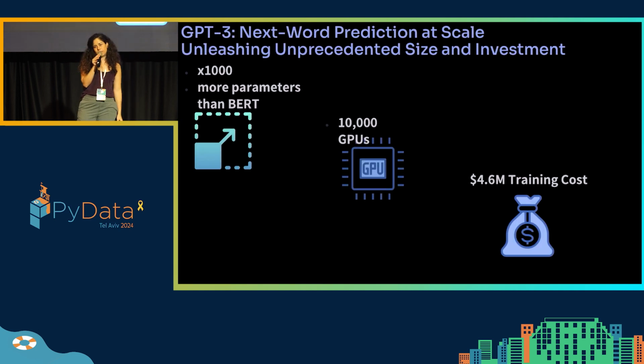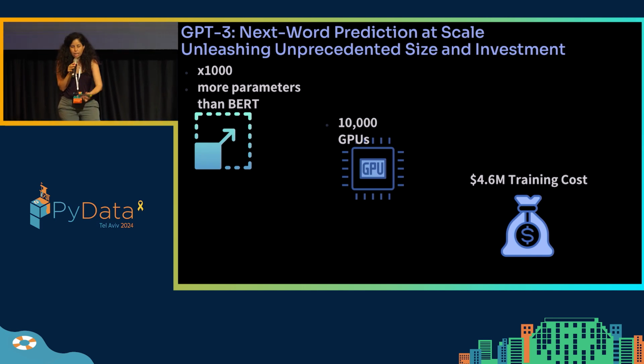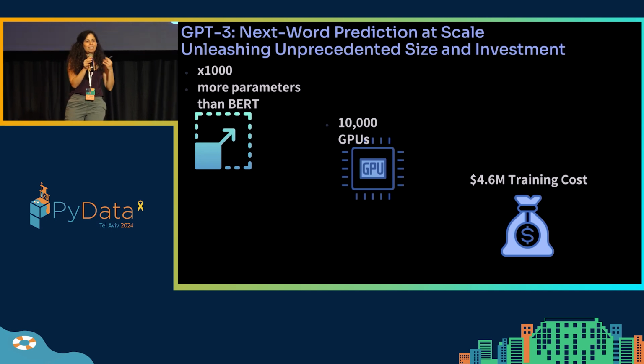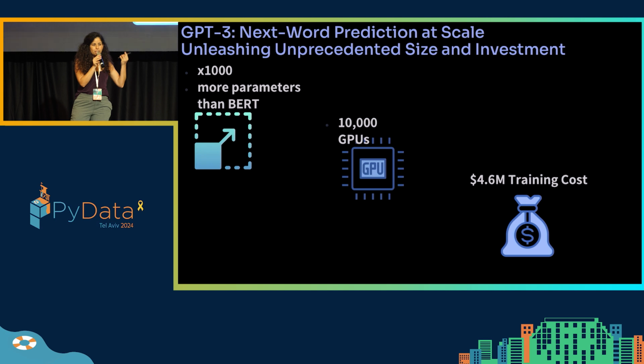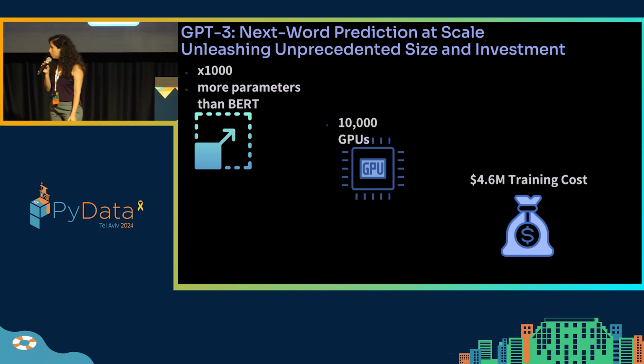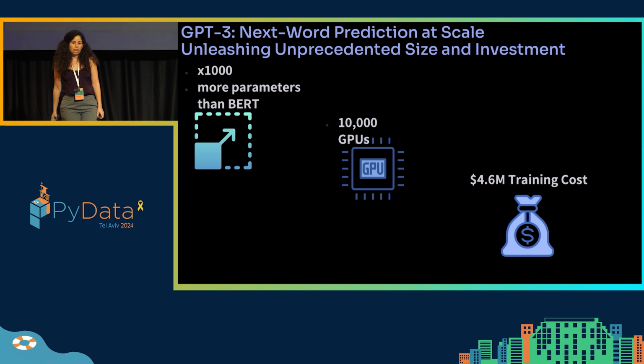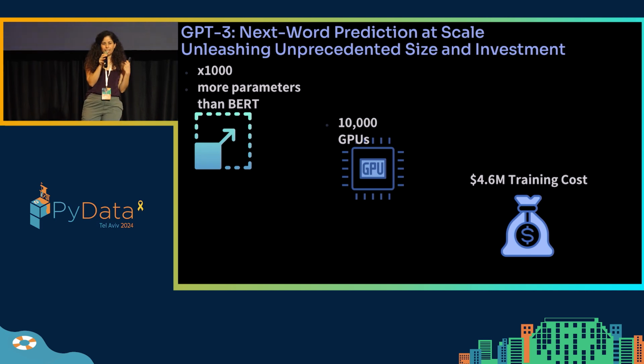And then came GPT-3. Basically, it's a refined transformer architecture, but what really set it apart is its size. It had 175 billion parameters. That's 1,000 times more than BERT, an earlier landmark in the field that we discussed in previous slides. All of this required a massive financial investment of $4.6 million.